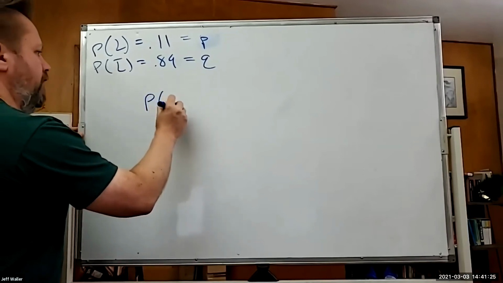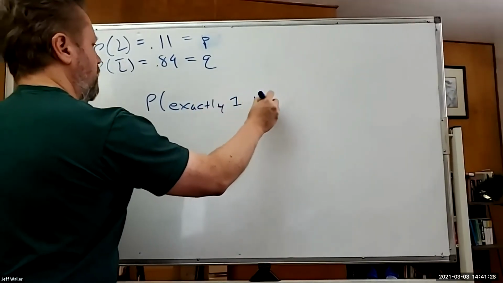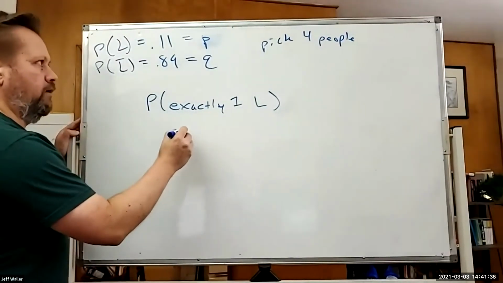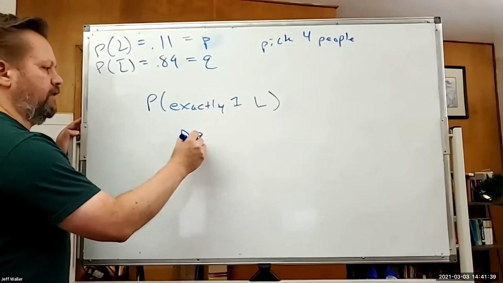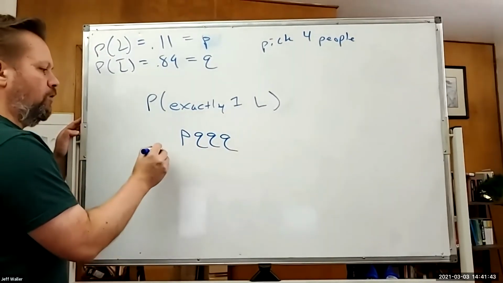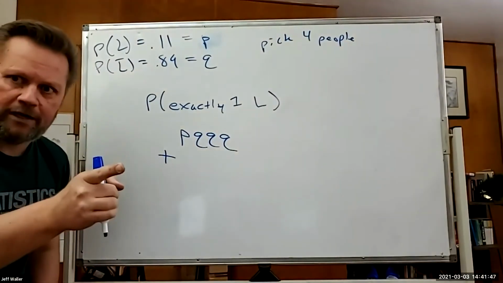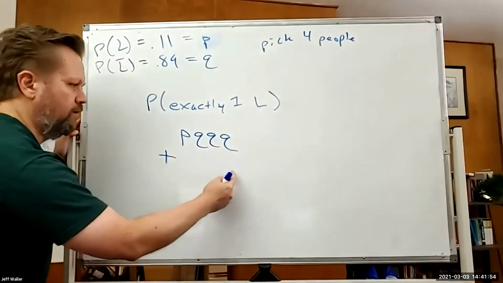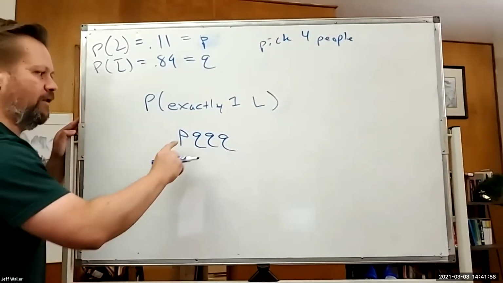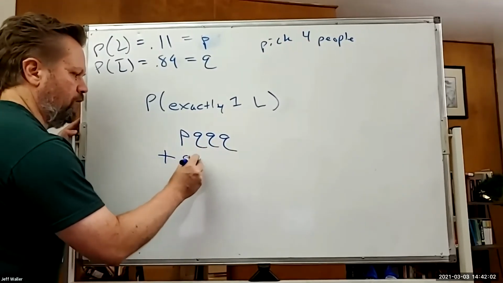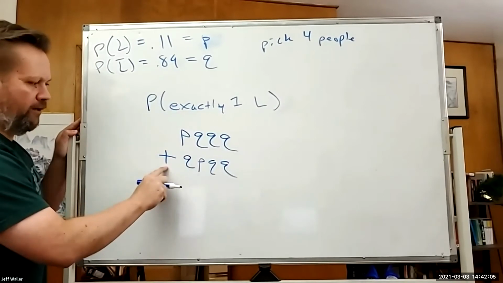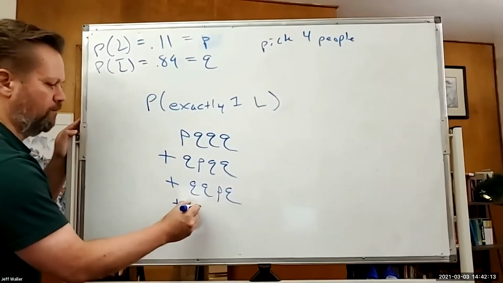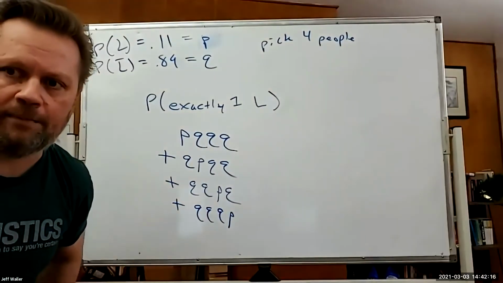The probability that I have exactly one left-handed person, if I pick 4 people, how could it be? It could be the first one is left-handed, and the second one isn't, third one isn't, fourth one isn't, or means add, right? Or how else could it happen? How else could it have exactly one left-handed person? So it's P, Q, Q, Q, or Q, P, Q, Q. Either the first one is, or the second one is, or the third one is, or the fourth one is. Have I done all of the options? Is there any other way?